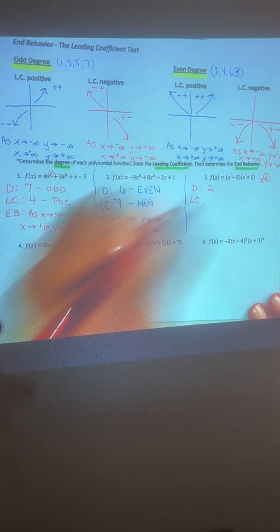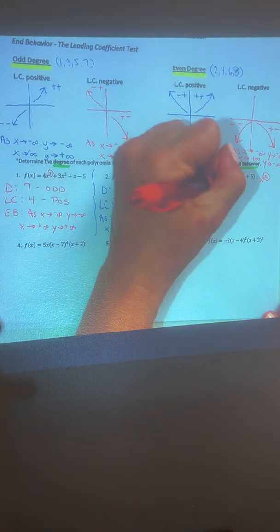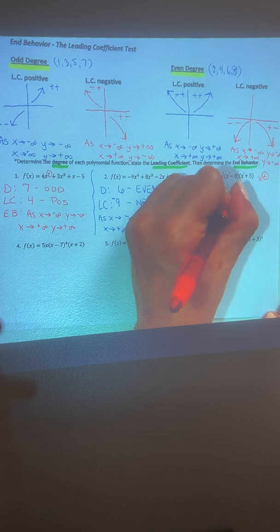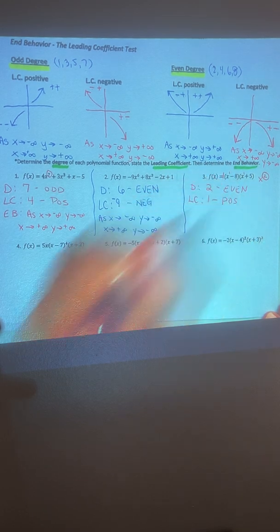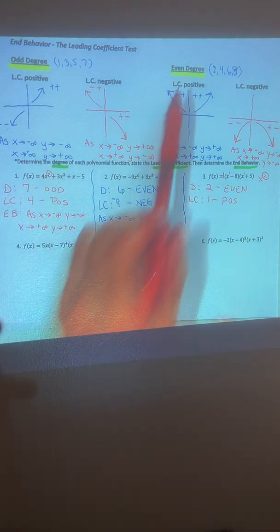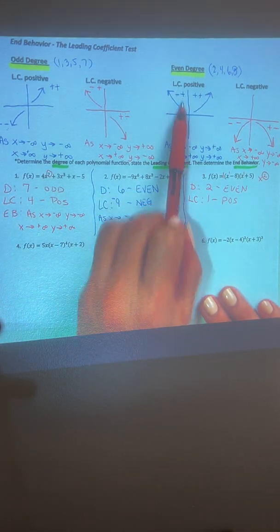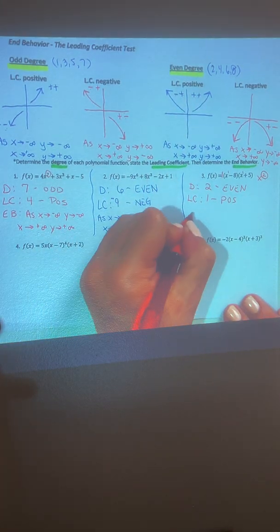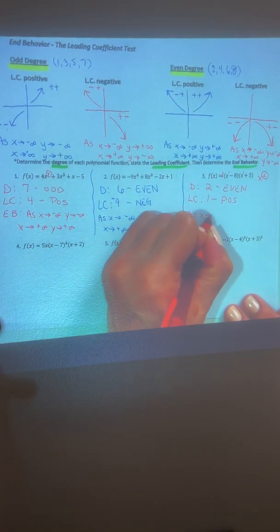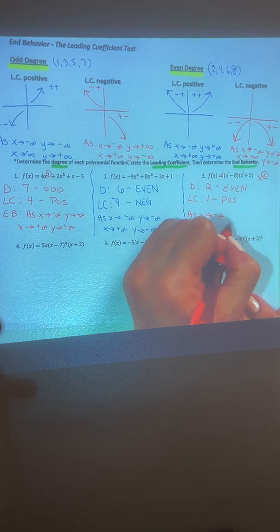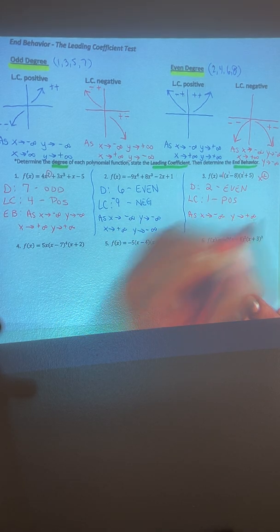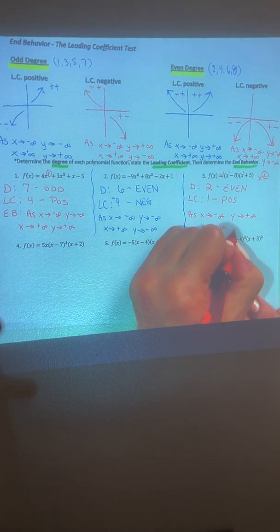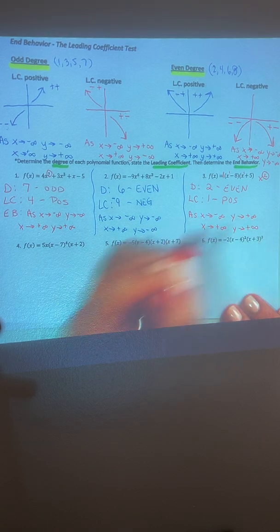Leading coefficient. Well, what's the leading coefficient here? Well, the leading coefficient is right here, which is a 1. So this is even and positive. All right, even positive. There's my end behavior. As x approaches negative infinity, y approaches positive infinity. X approaches positive infinity, y approaches positive infinity.